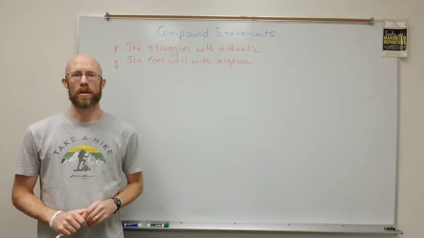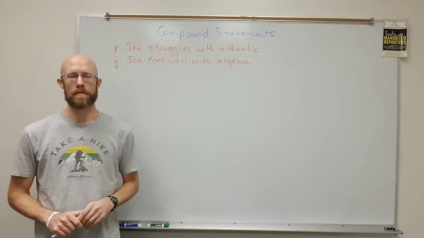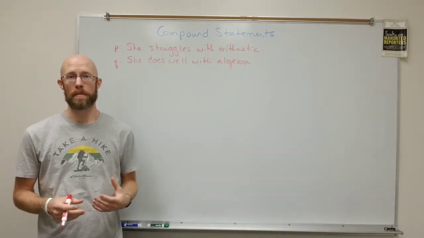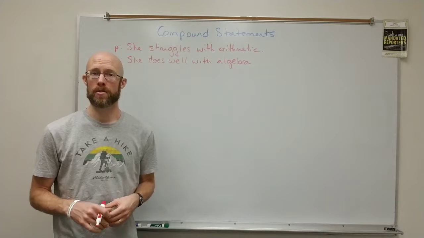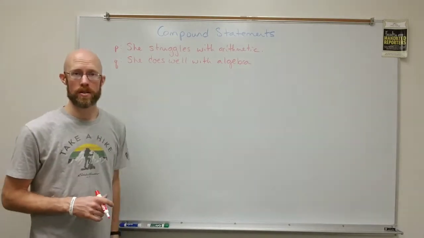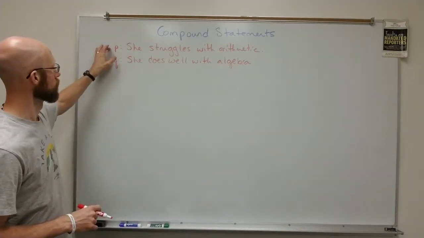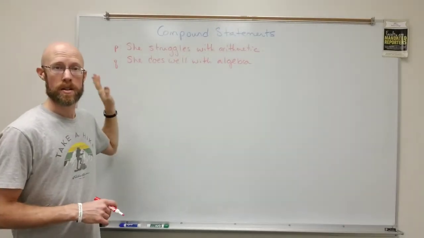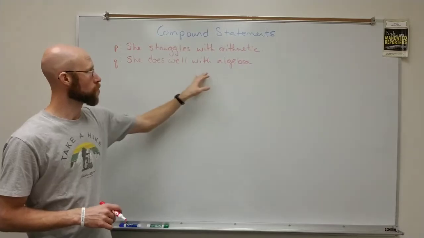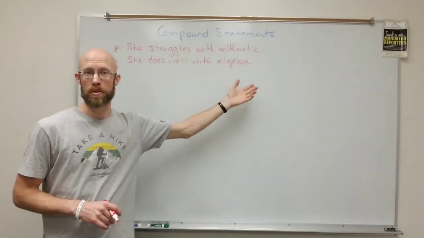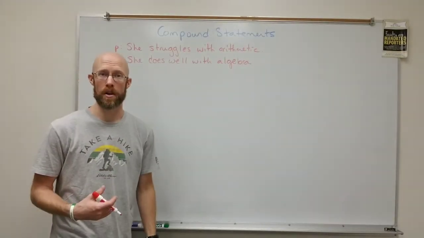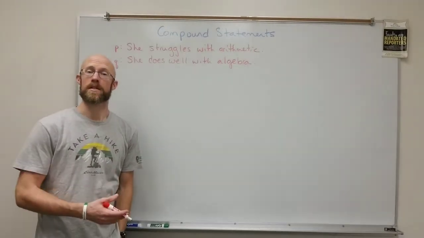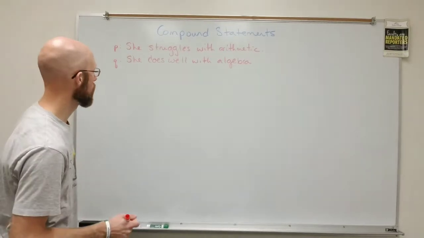Now we're going to start connecting multiple statements and multiple connectives into the same compound statement, okay, and seeing what that looks like. So I've got a couple quick examples here. The first statement, P, she struggles with arithmetic. Second statement, Q, she does well with algebra. Now, depending upon who it's referring to, those could either be true or false statements, okay? Or true or false sentences, and therefore they are statements.